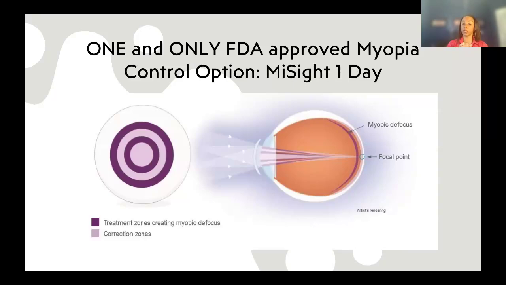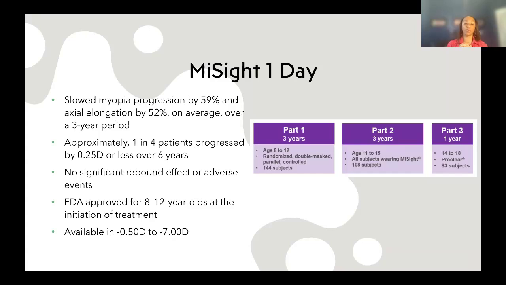There's only one FDA-approved myopia control option, and that's the MiSight 1-Day. This would not work for this particular patient because she has so much SIL, but I felt like I needed to at least talk about this lens. It slowed myopia progression by 59% and axial elongation by 52% on average over a 3-year period in their very great pivotal 7-year clinical trial. It was a great trial that was done several years ago. Approximately 25% of the patients progressed only a quarter diopter or less over 6 years, and there was no significant rebound effect or adverse events during the study. This lens is FDA approved for patients 8 to 12 years old at the initiation of treatment, and it's available in a -0.5 to -7.